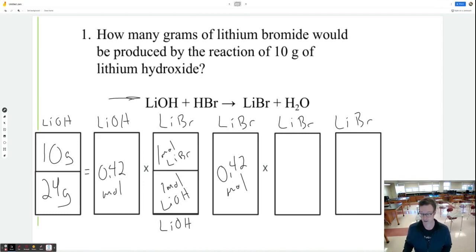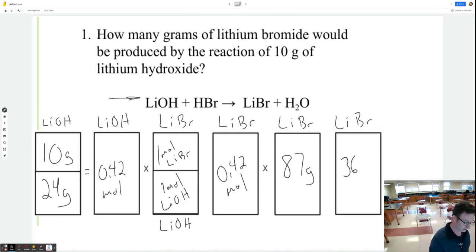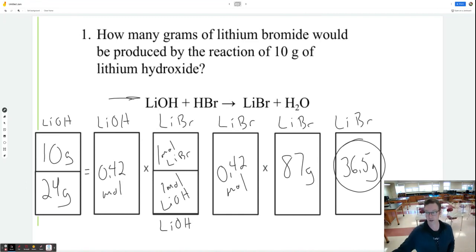The difference here is what we've now done is we've said if we had 0.42 moles of lithium hydroxide and we put it through the reaction, we should get 0.42 moles of lithium bromide. So we've switched over from reactant to product at this point. And then to find the answer in grams, we take the number of moles, which is 0.42, times the mass of lithium bromide, which again, this number comes from the periodic table. Add the mass of lithium to the mass of bromine, and you get 87. 0.42 times 87 is 36.5 grams. And that is the answer to the question, how many grams would you get? 36.5.